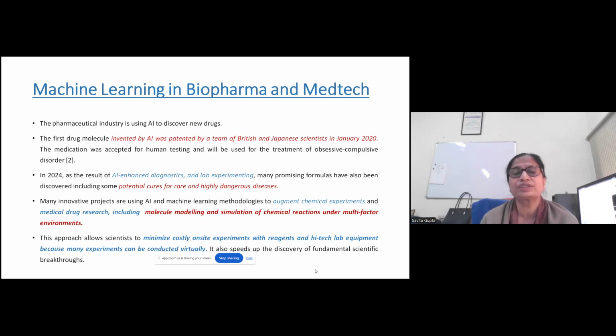So many innovative projects are using AI and machine learning to augment chemical experience. This makes drug discovery fast, because we can virtually simulate chemical reactions under multi-factor environments, under diverse situations. So this will allow scientists to minimize costly on-site experiments with reagents and high-tech lab equipment. All those biomedical labs or biotech labs use very costly reagents. So these reagents and high-tech lab equipment can be virtually simulated with the help of AR, VR. So it will speed up the discovery of fundamental scientific breakthroughs.